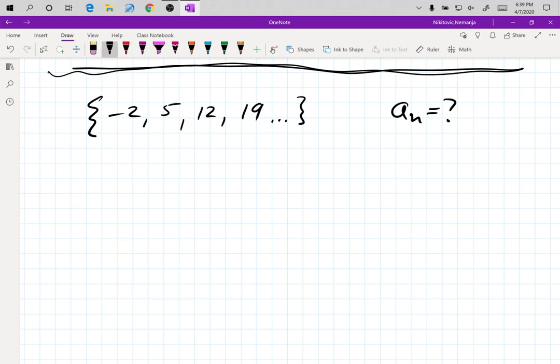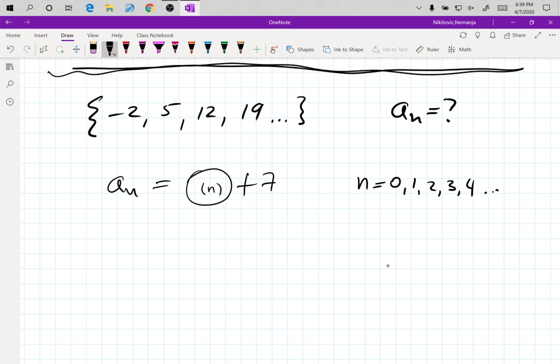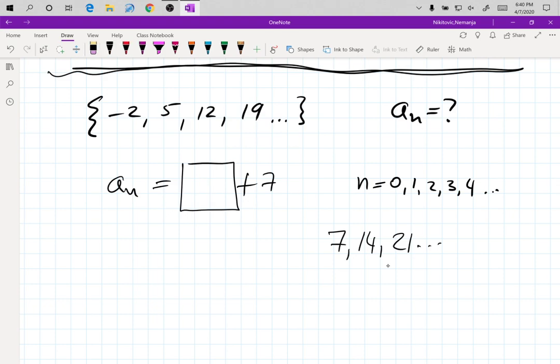So what do I have so far? It's clear that a_n is equal to blah plus 7, to generate the next term and next term. Now this needs to be some function of n. If n starts at 0, we have to figure out what goes in the box. Can it just be n? Well, no, it can't, because then the first term would be 7, the second term would be 14, and the next term would be 21, and that's not what we have. So it can't be n. But it can be n minus 2.